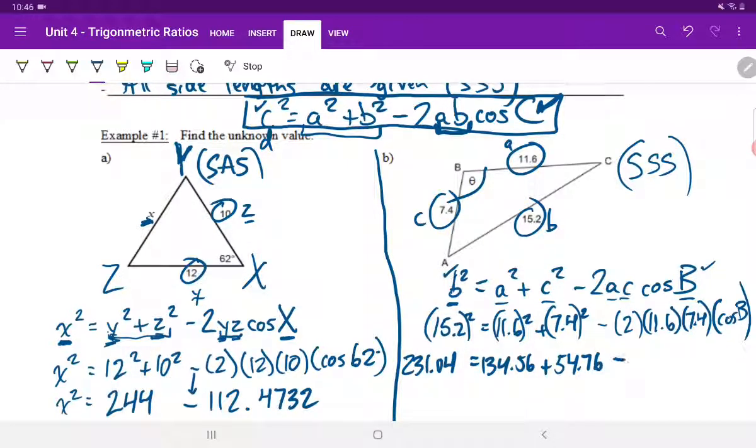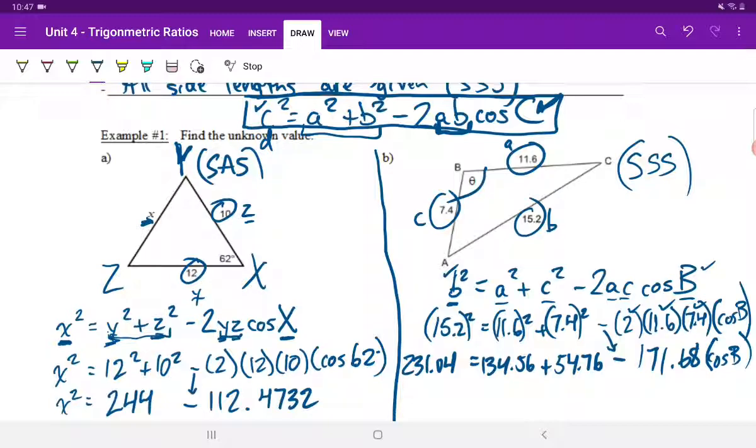54.76. Now, bring down your minus sign, and let's actually multiply 2 times 11.6 times 7.4. Okay, so 2 times 11.6 times 7.4. That is 171.68 times the cos of B. Okay, don't forget that it's times the cos of B.